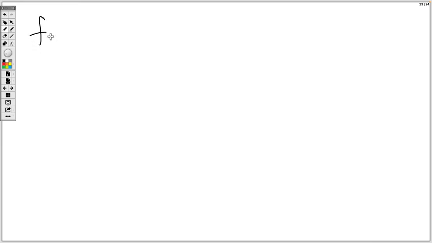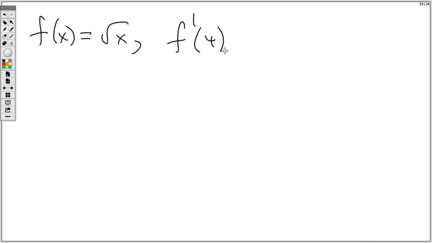So let's look at f of x equals root x. Let's look at f prime at 4 using this alternative definition. We'll show you how this works.